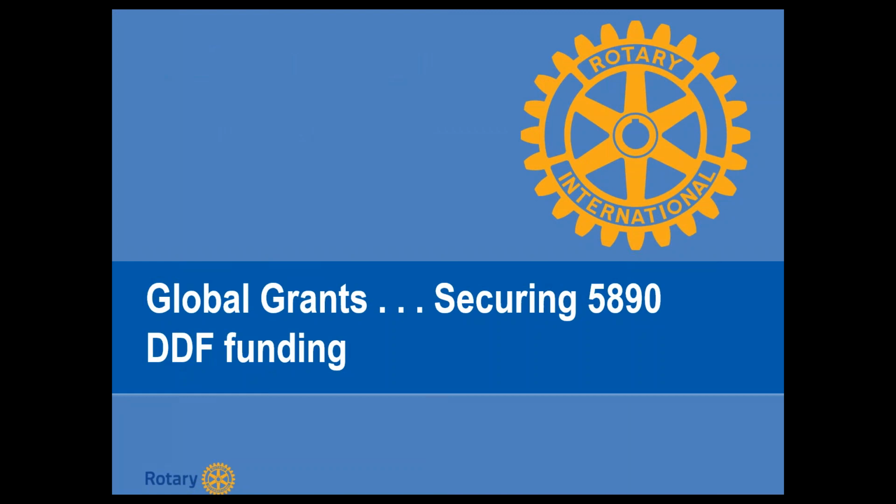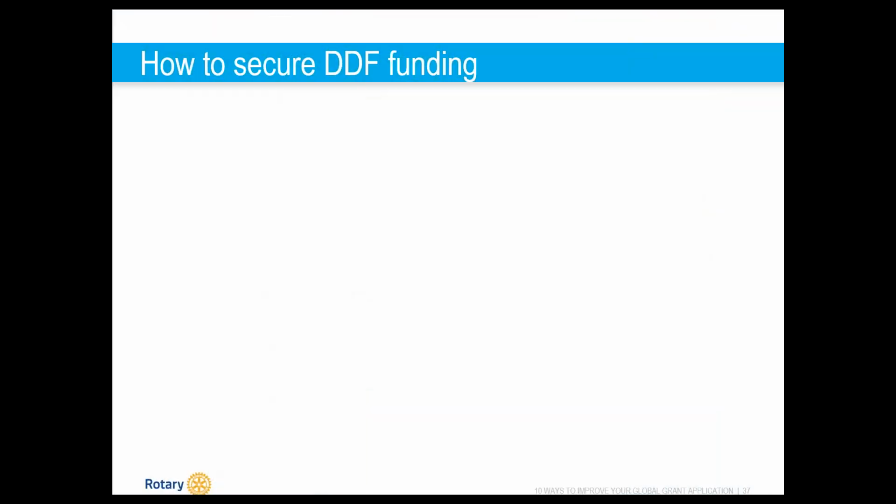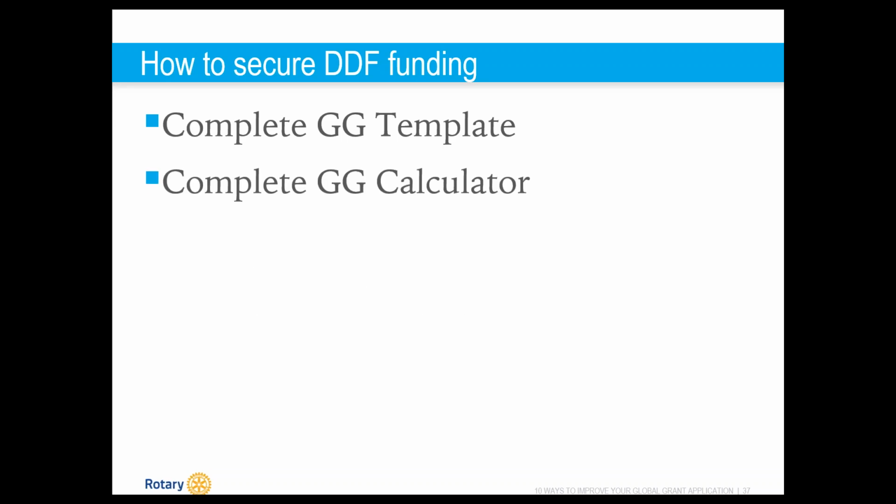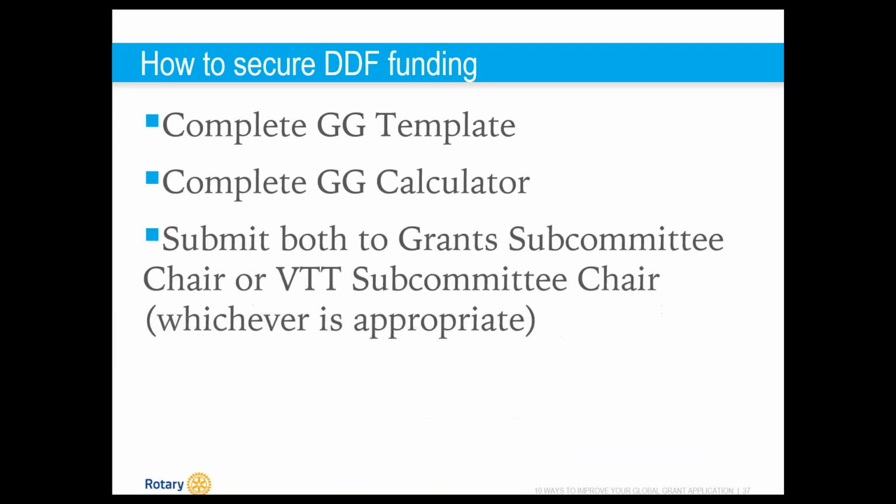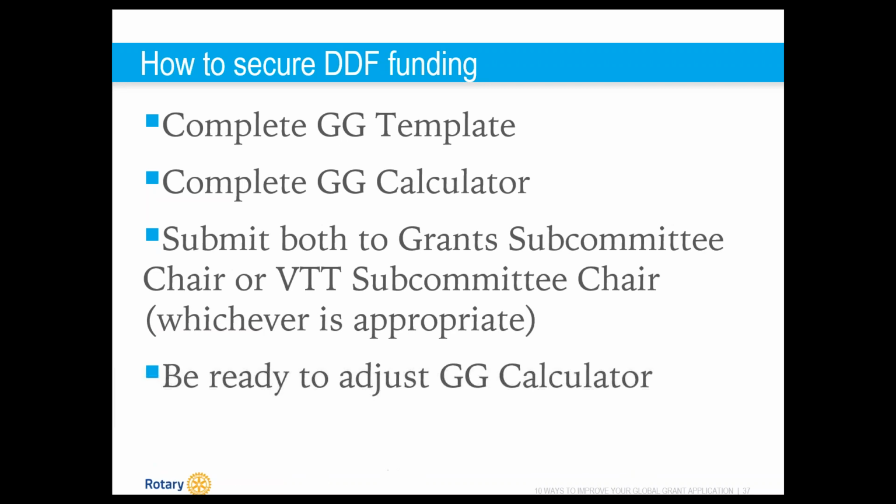Let's talk about global grants and securing District 5890 district designated funding. How to secure DDF funding. Complete the global grant template. Complete the global grant calculator. Submit both to the grant subcommittee chair or vocational training team subcommittee chair, whichever is appropriate. Be ready to adjust the global grant calculator depending upon what amount, if any, of district designated funds will be contributed to the project.